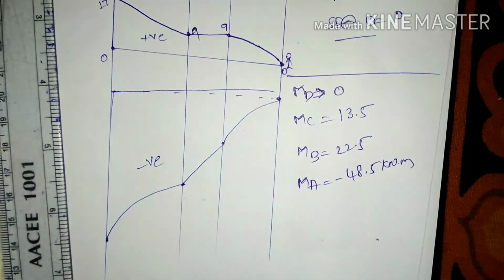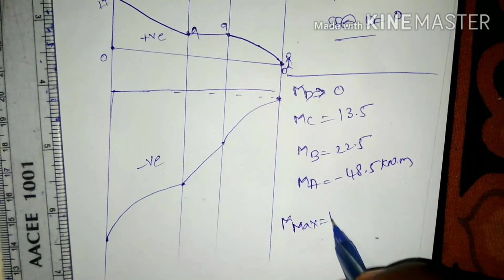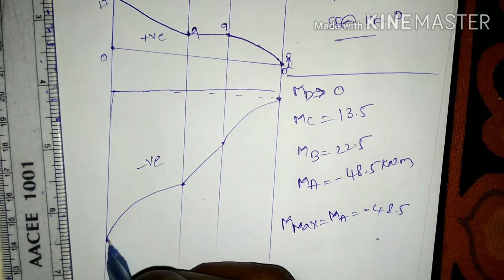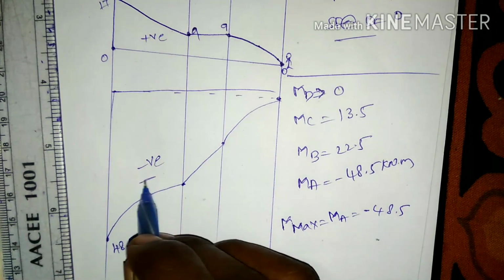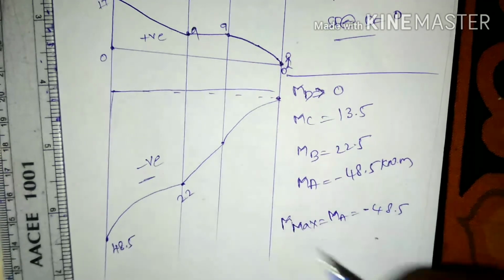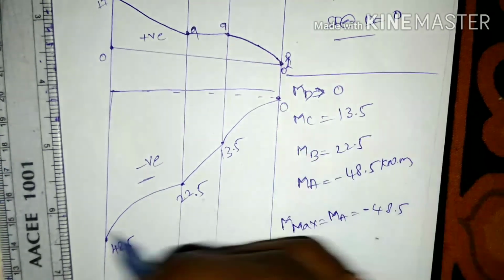The value here is maximum. Bending moment maximum is equal to moment about E, that is minus 48.5. Here we should not write the values with a negative sign, because we already completed the diagram in the negative coordinate, that is here 22.5 and here 13.5 and it is 0.